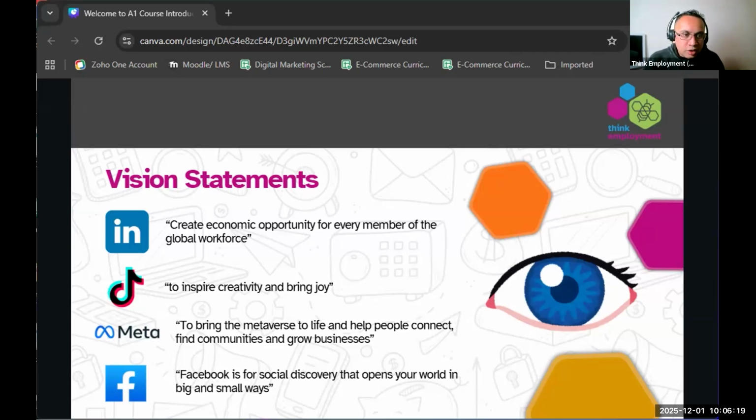I'm not saying LinkedIn's logo is bad, it just confused me suddenly, but logos need to be recognizable. So: create economic opportunity for every member of the global workforce. That is their future vision, that future statement. They probably haven't achieved it right now, but they want to achieve that. I think they're doing a really good job because they're connecting a lot of professionals on a social platform.